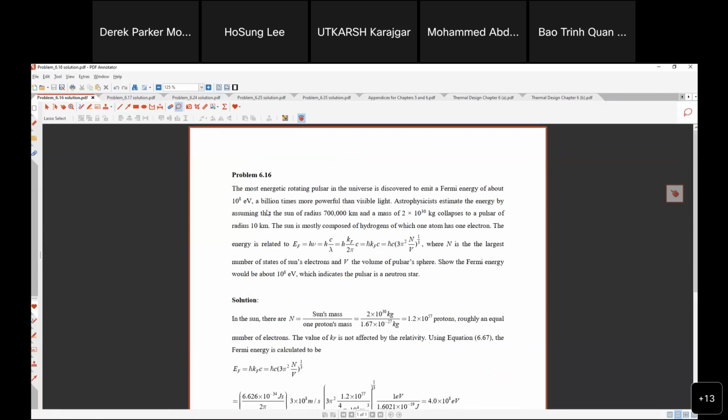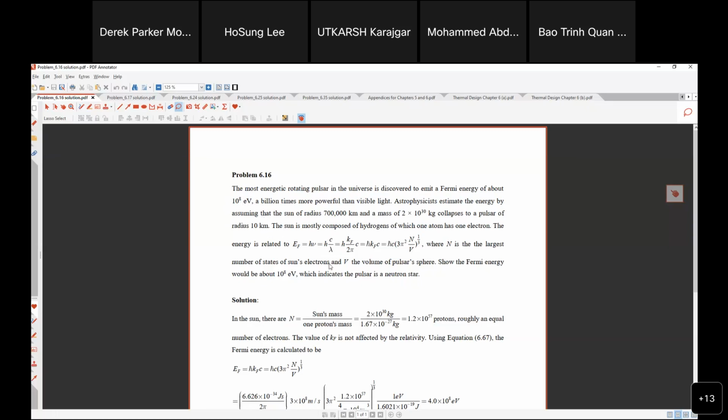electron volts, a billion times more powerful than visible light. So powerful. Astrophysicists estimate the energy by assuming that the sun, of radius 700,000 kilometers and its mass, collapses to a pulsar. As the sun collapses to a small radius, this kind of energy comes out.